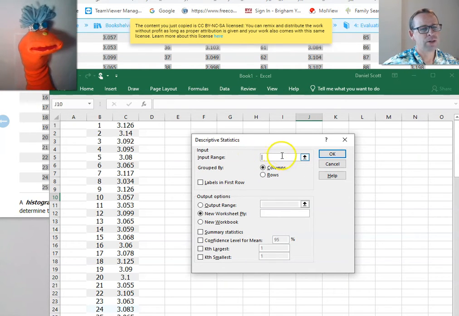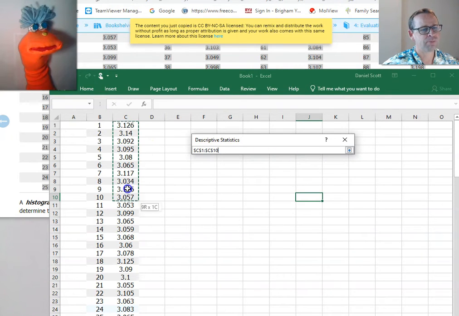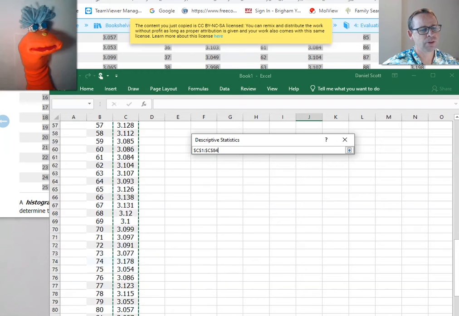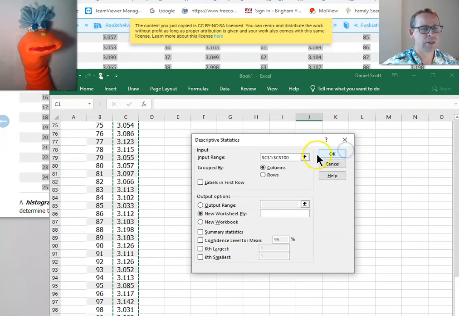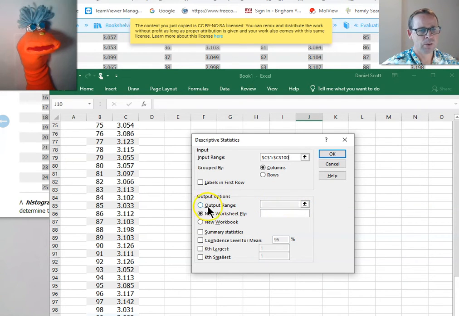Here I want to identify the input range. I have collected all of these 1 through 100 different penny masses from up above, so I select those, and then I select OK. It asks me if this is grouped by rows or columns, and it's grouped by a column, so I just leave that there. If I had a label up there, I'd want to push that, but I don't have a label, so I'm OK. Now for the output range, I can choose where I put the output. Or I could just do a new worksheet, and that's probably just as good. So I'll leave it at that.